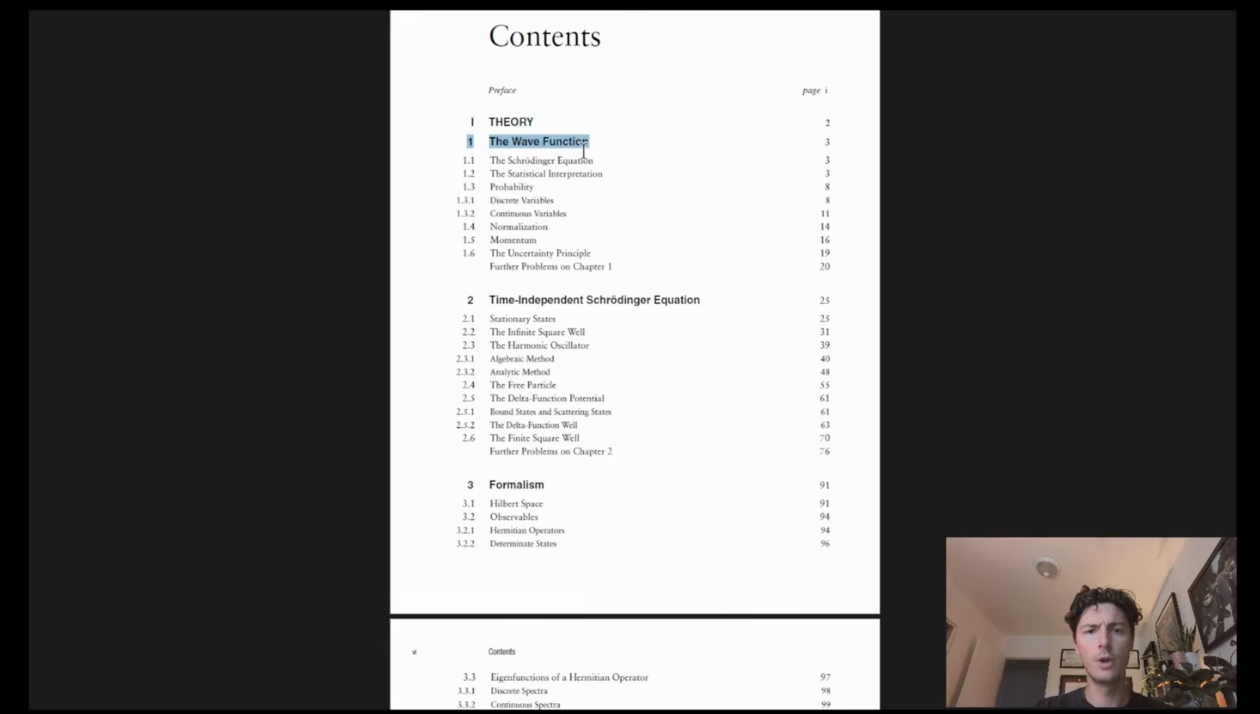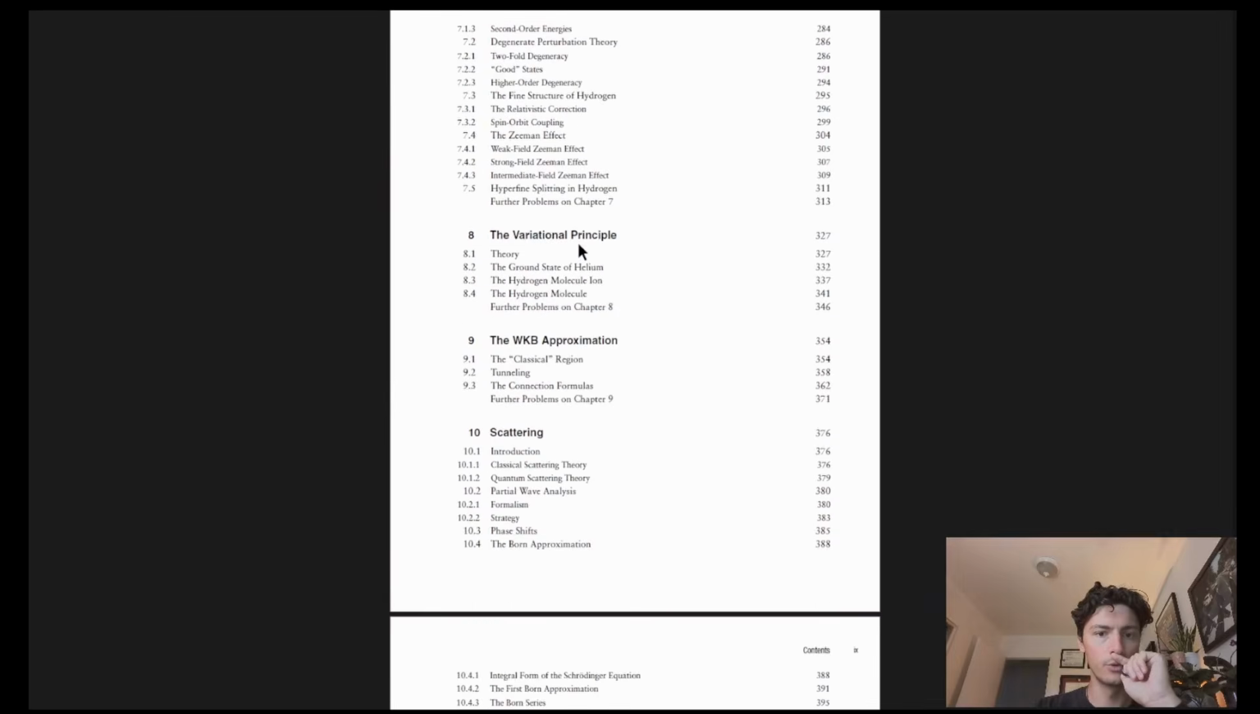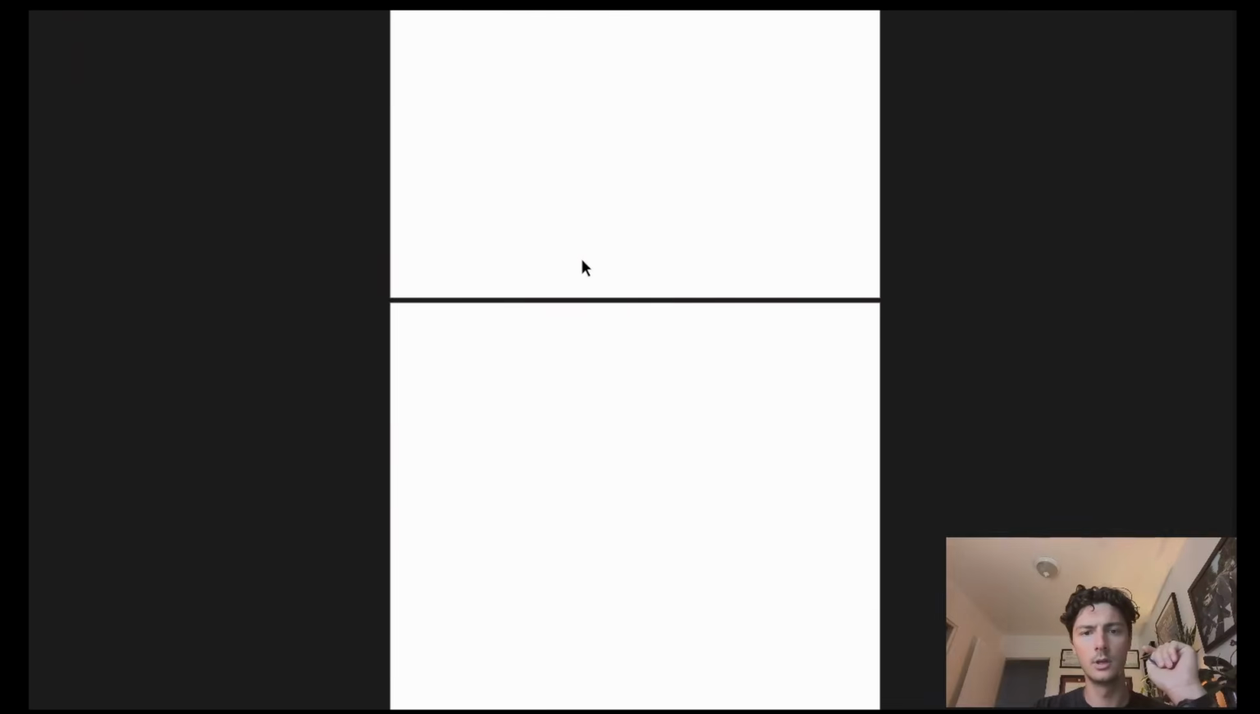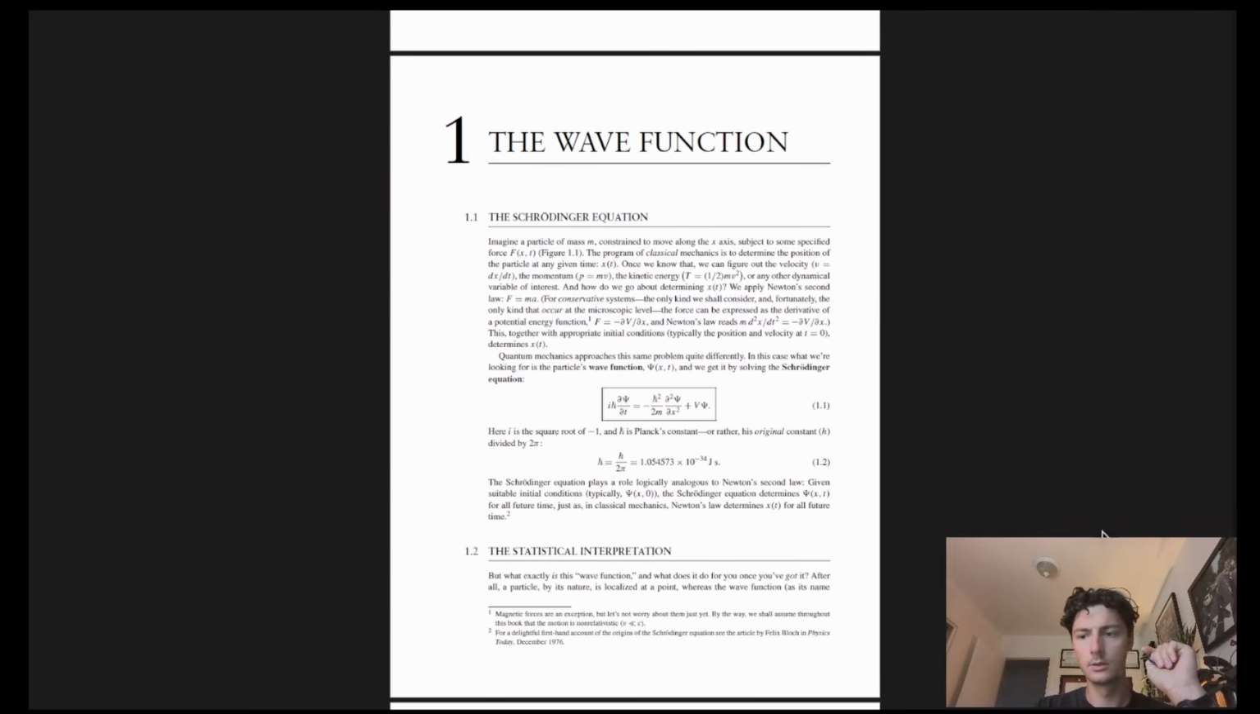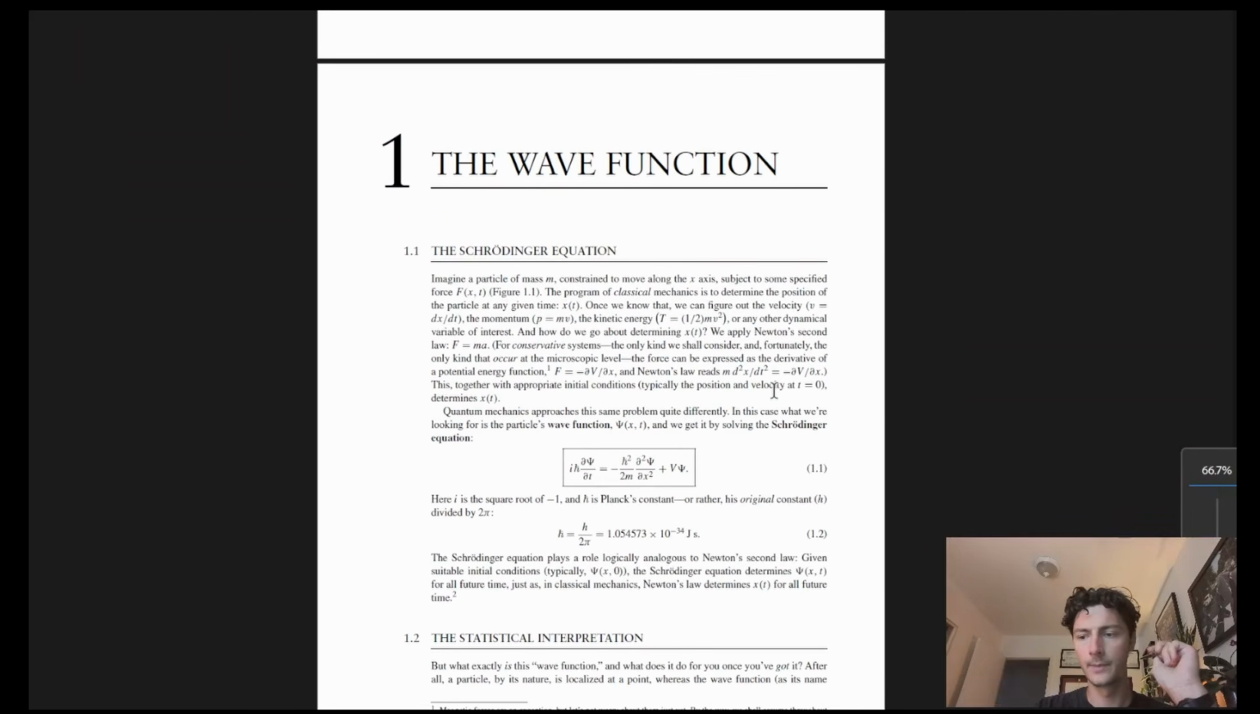The first chapter is the wave function. We have 6 different sections, 20 pages for the total chapter, page 3 to 20, so I guess 17 pages. We're going to try zooming through it. All right, let's zoom through, start at the first chapter, and see how it looks. Let me zoom in here. All right, 7-minute timer starting now. The wave function.